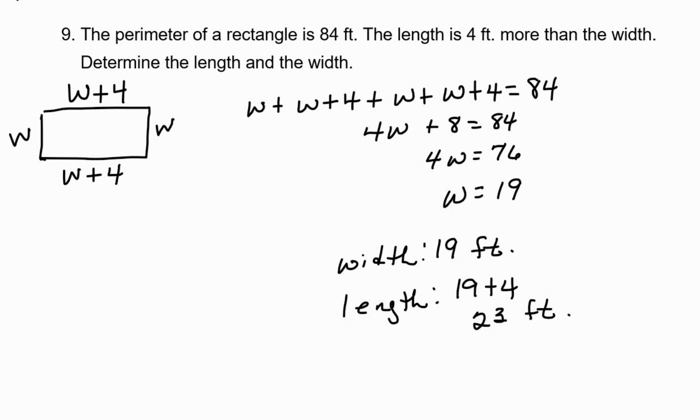And if you wanted to go back and double check, you can add up 19 plus 19 plus 23 plus 23 and check to see if you get the perimeter of 84. And you do.